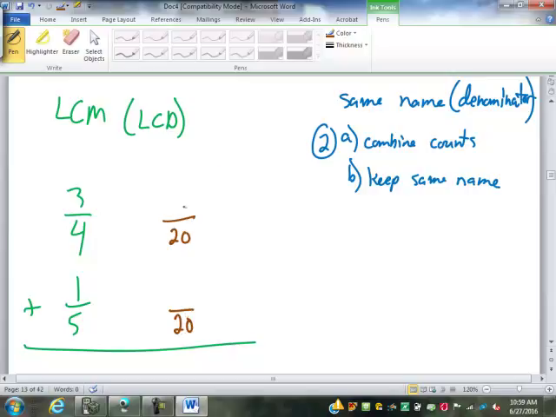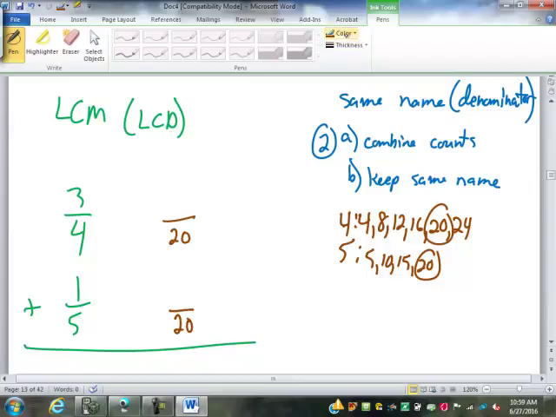Now, if we don't see that 20, there are a couple things we could do. We could make lists. We know there'd be 4, 8, 12, 16, 20, 24. If we count up by 4s, right? Adding 4 every time. 5 would be 5, 10, 15, 20. We get our first match, right? The other option is we could factor and do the factors to find the least common multiple like we were doing at the beginning of class.